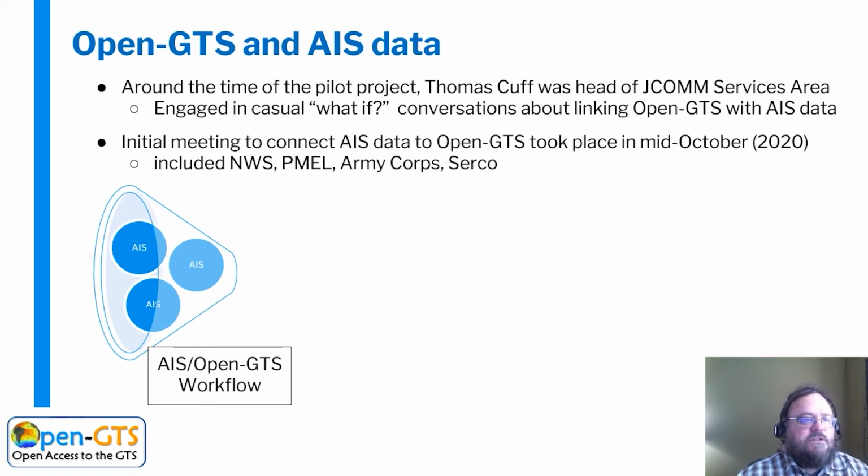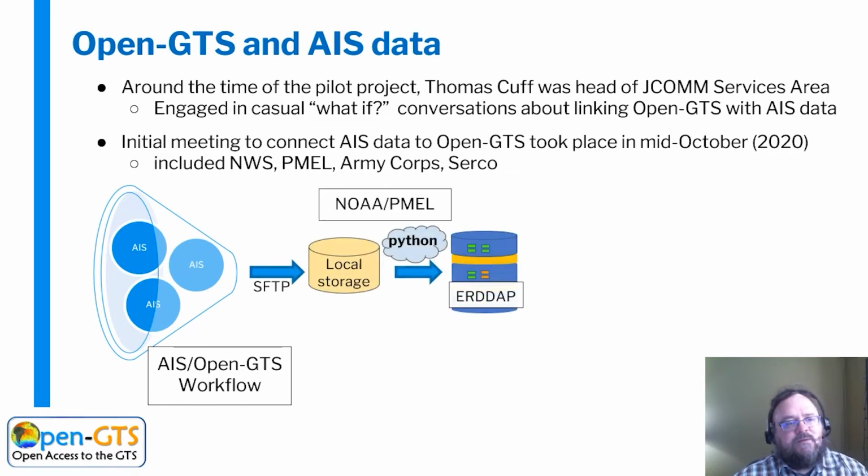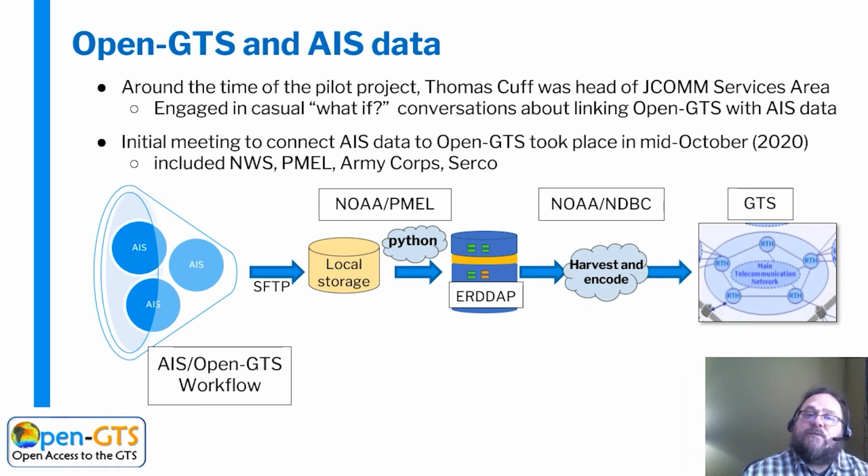So the workflow is very similar to what I showed earlier. The data comes from the AIS system as a log file, which gets sent to the PMEL local, NOAA's Pacific Marine Environmental Laboratory local storage. There's a little bit of processing on that to pull the relevant information out of that log file into a file that can then go into the ERDDAP services. That ERDDAP service is harvested and encoded by NOAA's National Data Buoy Center and sent on to the GTS.